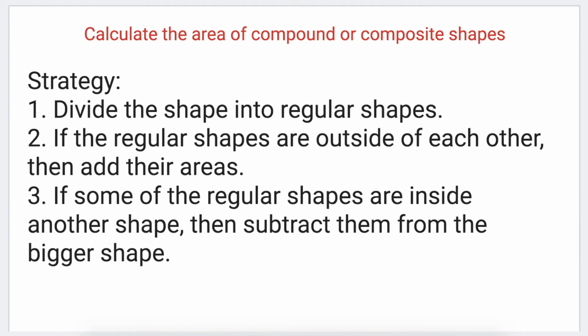Here's a strategy. If you want to calculate the area of some of these composite shapes, the first thing that you need to do is divide the shape into regular shapes, into smaller shapes. Number 1, divide the shape into regular shapes. These are obviously going to be smaller. Number 2, if the regular shapes are outside of each other, then add the areas after you calculate each individual area. Finally, if some of the regular shapes are inside another shape, then subtract them from the bigger shape. So let's take a look at some examples.